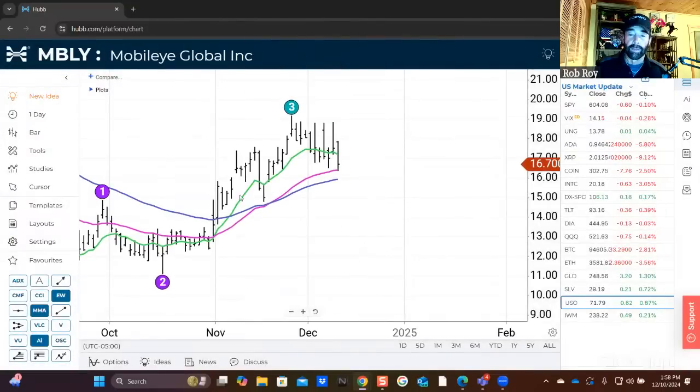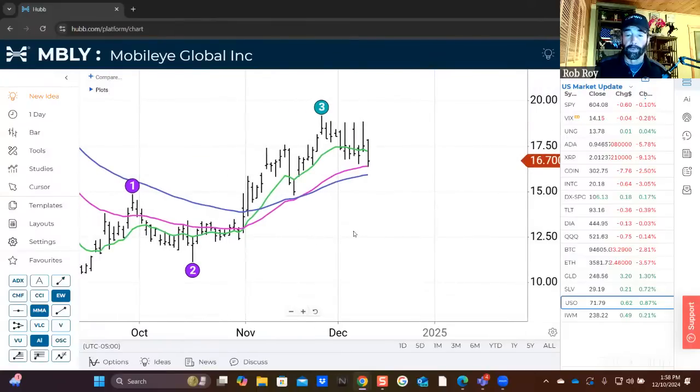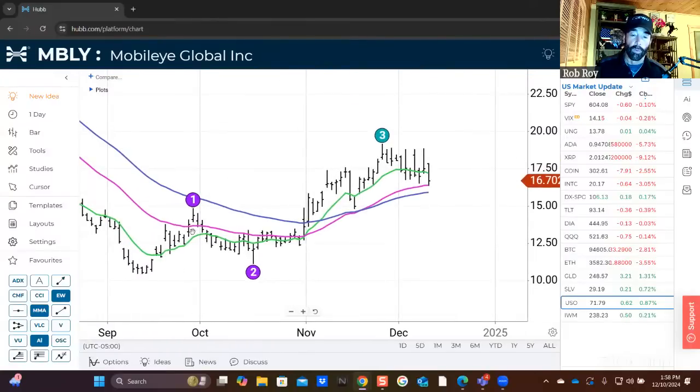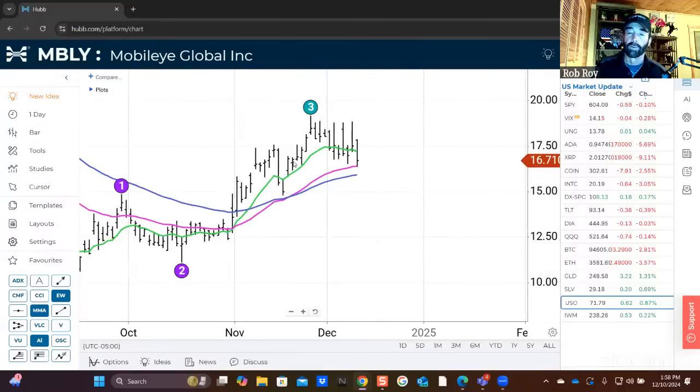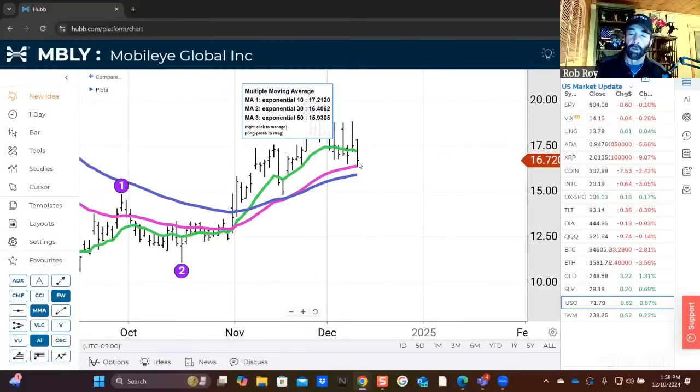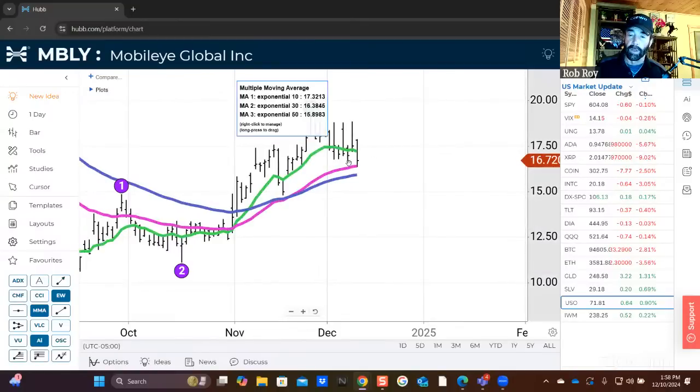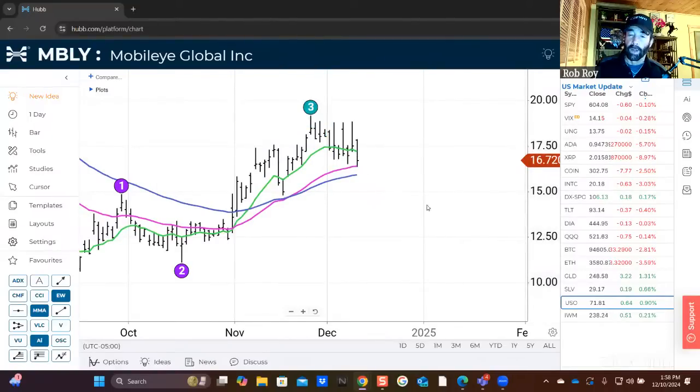Mobileye, it looks solid to me. That's a really well-formed five-wave pattern. You look at the wave 1 and 2, that's classic. The wave 3 looks good. And we're consolidating very nicely here. We are breaking below the 10-day moving average today, but we did Friday, and then got back above it yesterday. I think this is just really solid, normal consolidation here.